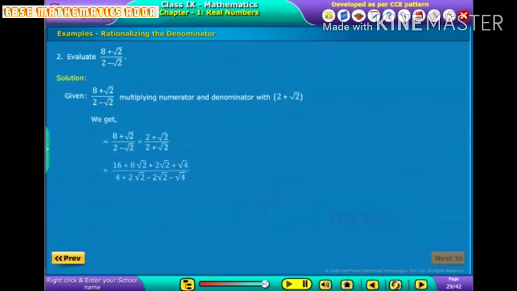Evaluate 8 plus root 2 by 2 minus root 2. Solution. For the given expression, multiplying numerator and denominator with 2 plus root 2, we get as follows.